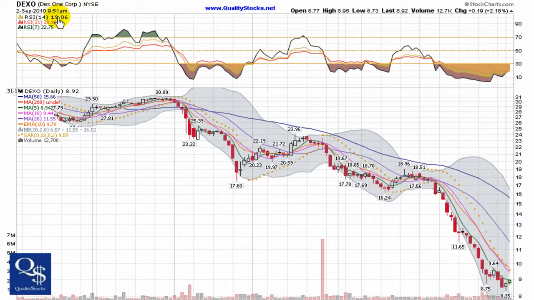Today's Thursday, September 2nd, 2010, and today we're going to take a look at DEXO. This is a New York Stock Exchange stock, trading under ticker DEXO. We see just a massive drop, almost a dead cat, down almost 50%. The day just opened. Volume is still low, but it's actually trading up. We're looking at this as a bounce play and a possible bottom.